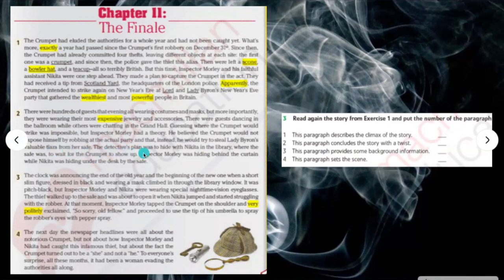The detective's plan was to hide with Nikita in the library, where the safe was, to wait for the Crumpet to show up. Inspector Morley was hiding behind the curtain while Nikita was hiding under the desk by the safe.